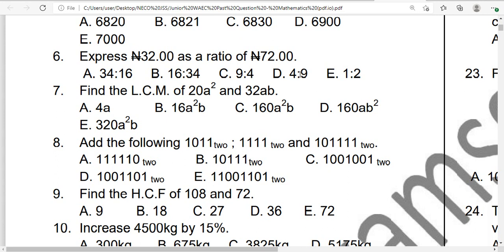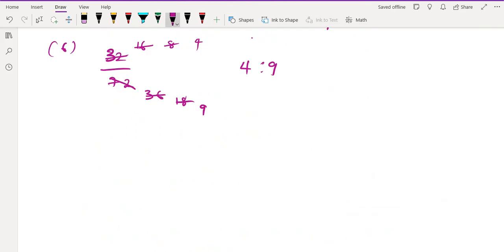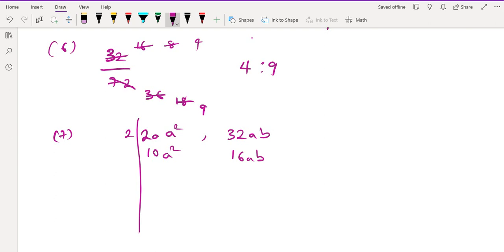Number 7. That is 2AB. 20A squared. 32AB. LCM. Can 2 go? Yes, sir. 10A squared. 16AB. Can 2 go? Yes, sir. 5A squared. 8AB. Tango. 5A squared. 4AB.